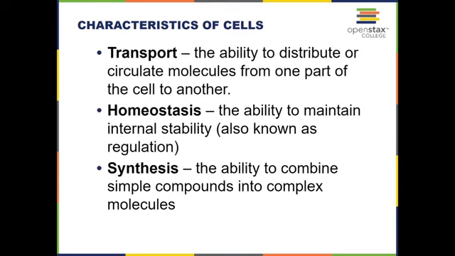We also have transport, homeostasis, and synthesis. So transport is just the ability to distribute or circulate molecules from one part of the cell to another. So cells generally can participate in transcytosis or active transport from one cell organelle to another. Homeostasis is the ability to maintain internal stability no matter what's going on outside the cell. It's also known as a type of regulation. So it's the ability of the cell, for example, to maintain water balance or the amount of certain ions that are both inside and outside their cell membrane.